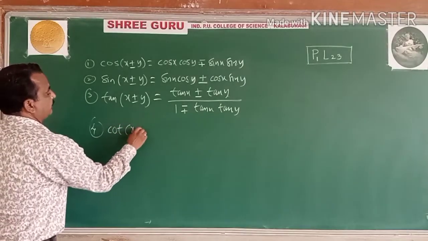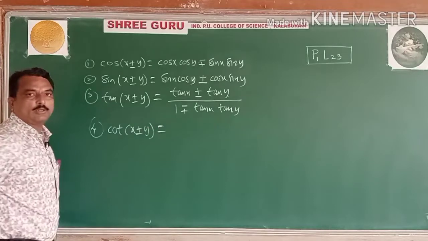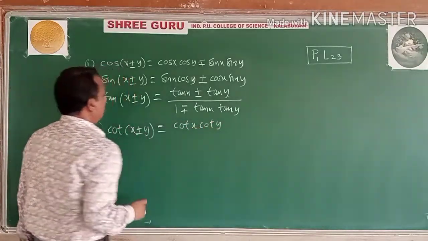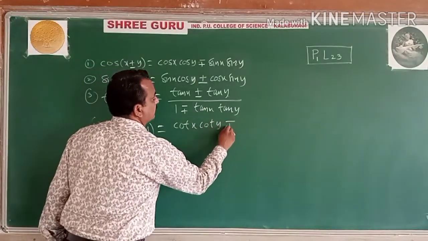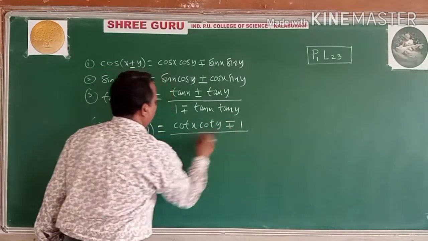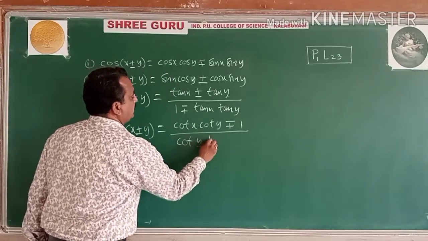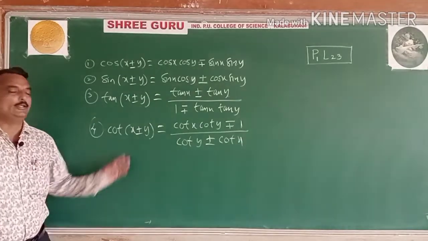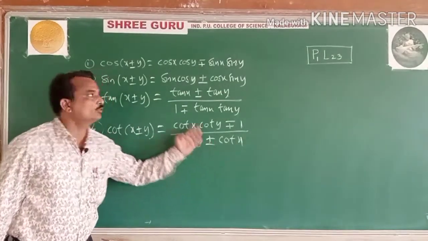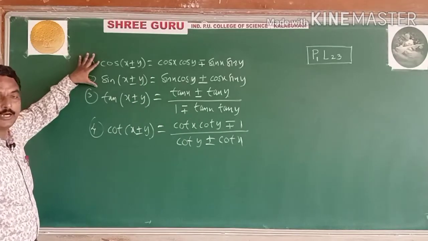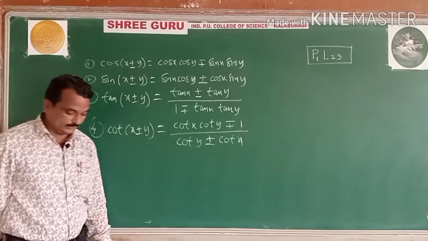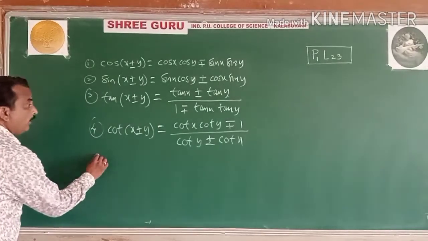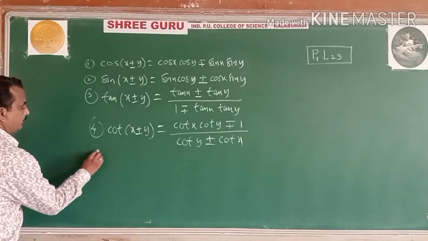Cot of x plus y, both sum and difference. Cot x cot y, when plus it is minus, plus 1, divided by cot y plus or minus cot x. When positive positive, when negative it is negative. So this is the sum and difference of sin, cos, tan and cot we have discussed in the previous classes. Now let us come to the 2x and 3x, also discussed.